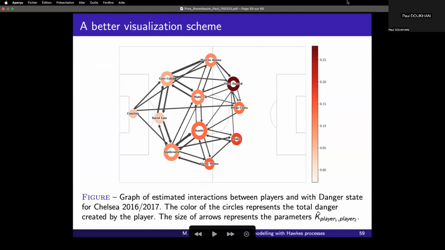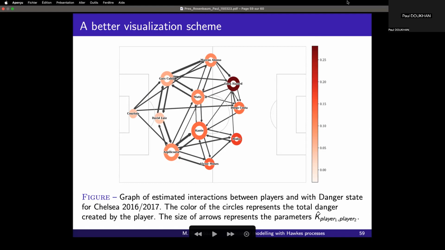So here is the whole team of Chelsea. This is the total danger across generations, and the darker the circle, the stronger the danger. If you look at this team of Chelsea, the left side and the right side are quite different. On this side, it's essentially Eden Hazard. It means that they throw the ball to Hazard and everything is going to be triggered by Hazard. On this other side, Kante is very important.